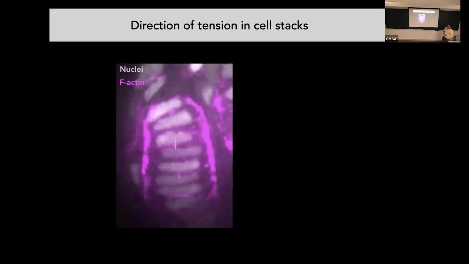Right. So we also wanted to figure out which way the force or tension works in these stacks, because there are different ways to stack something, right? If you stack it and you're holding it down at the bottom, there's going to be a force dissipation which works.